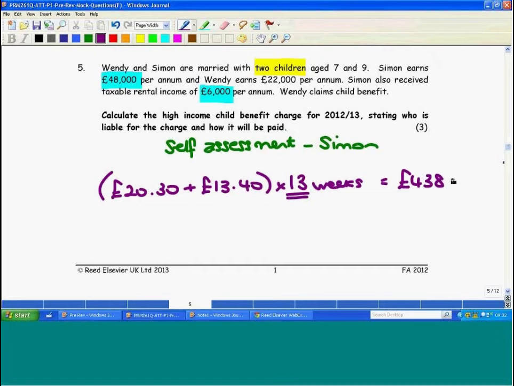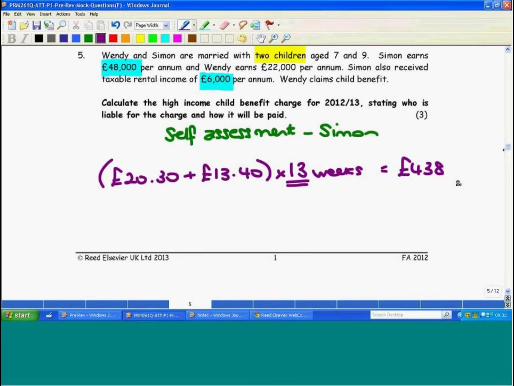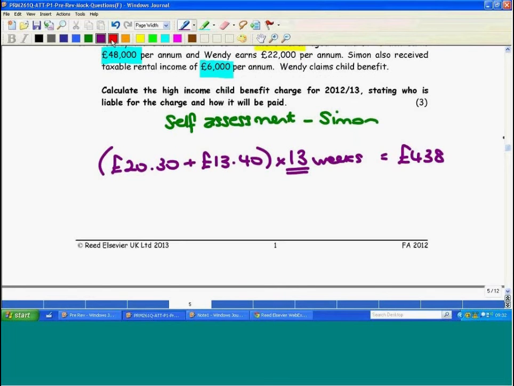However, as mentioned, if one of their incomes is above the £50,000, then we're going to have this restriction. So what we need to do in terms of the restriction is look at how much above the £50,000 they actually are. So Simon, as we say, his income is £54,000. If we take off the £50,000 threshold, we're left with £4,000.